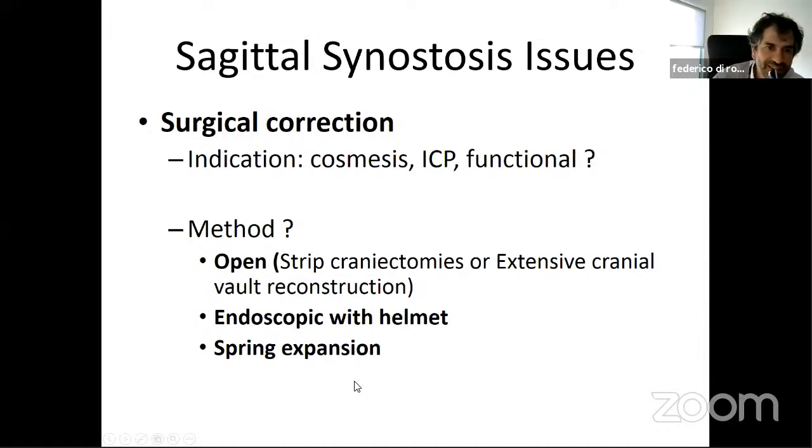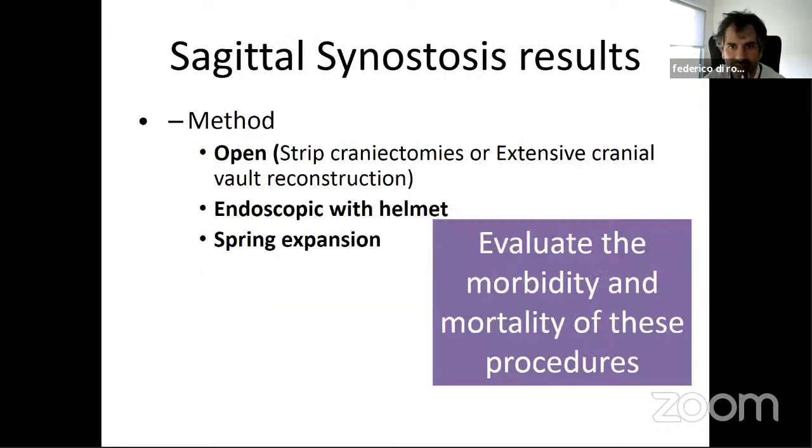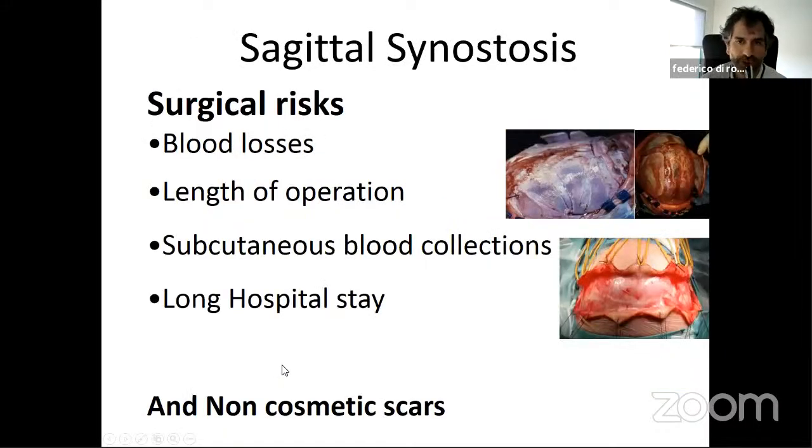All the different techniques and papers you have seen mostly discuss the methodology: open versus closed, endoscopic, spring, all these different techniques. They are evaluated in terms of morbidity and mortality, but not on the actual indication and objective we want to achieve in these children. So we discuss these different techniques because we know there are surgical risks in the correction of sagittal synostosis, like in all the other types of synostosis.